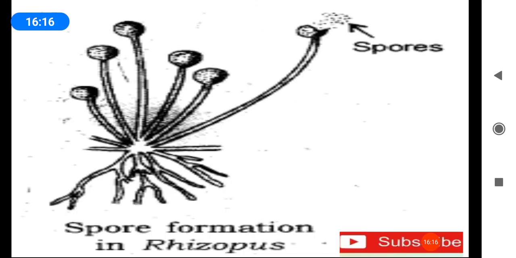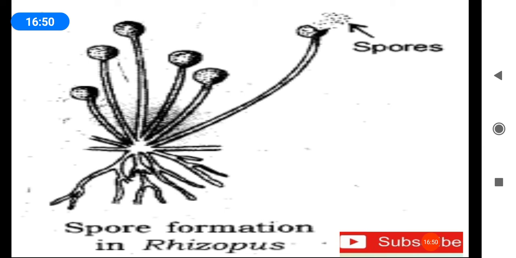The next method of asexual reproduction is spore formation. Spores are seed-like structures in plants, mainly fungus. Where can we see fungus? Yes, in spoiled food items we can see the growth of fungus. One of the fungi is Rhizopus. In Rhizopus, they form spores, seed-like spores.